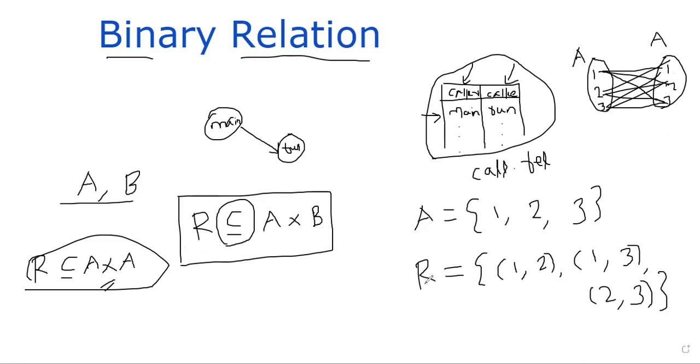If you pay close attention, my R is a subset of A times A, and I have an interesting property in my R. I have only selected elements such that the first element is less than the second element. You can see 1 is less than 2, 1 is less than 3, 2 is less than 3. So R is some relation I have defined among the elements of A, and I just made it explicit that less than is the relation in this case.